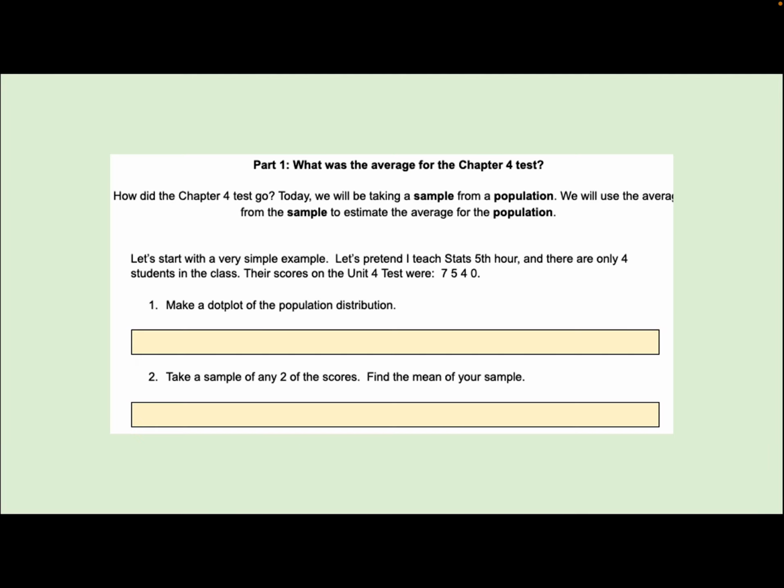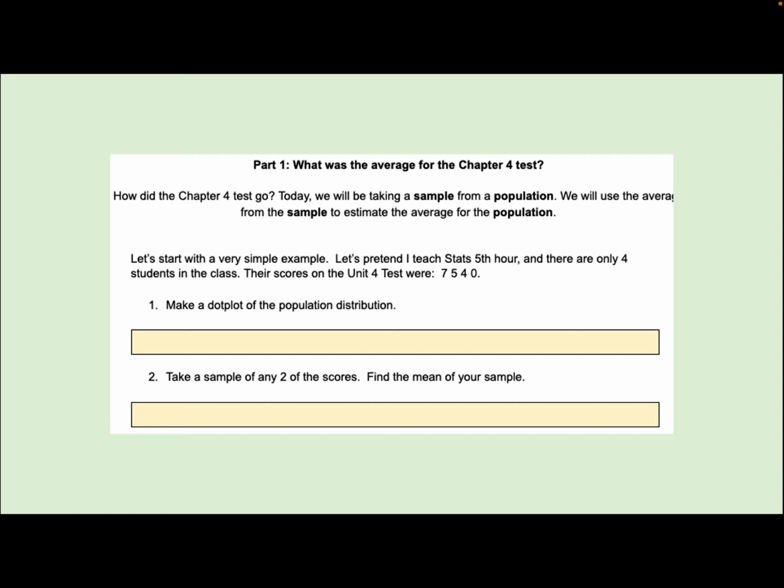All right, so we're going to start with part 1. We're going to look at how the chapter 4 test, unit 4, went. So today we're going to be taking a sample from that population. You'll see these words are bolded. Population means everyone, and sample is just a small selection out of everyone. So we're going to start with a very simple example. Let's pretend I have a 5th hour stats class and that there are only 4 students in the class. Their scores are listed there: 7, 5, 4, and 0.